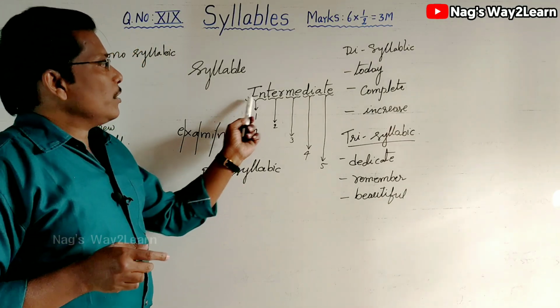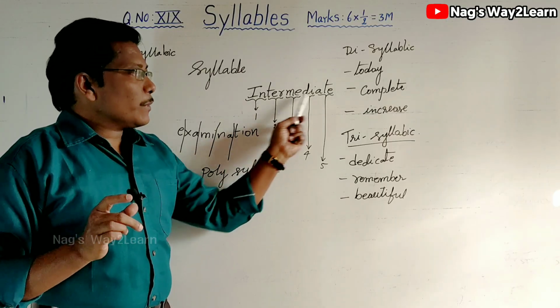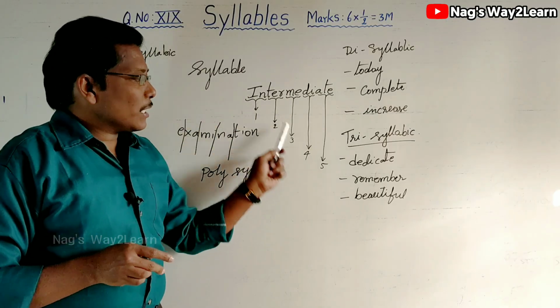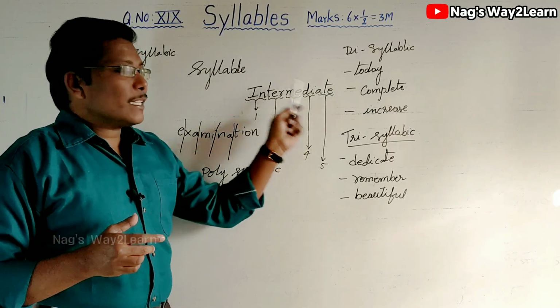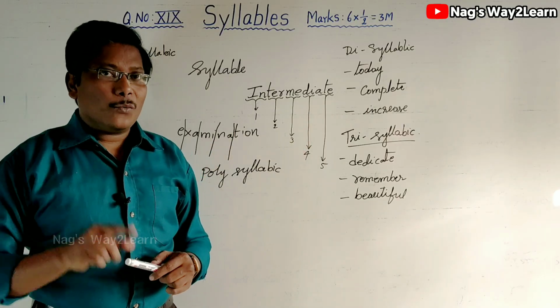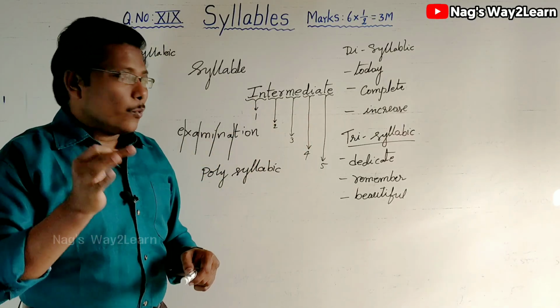Example, you see this word intermediate. In the word intermediate, how many syllables are there? Totally there are 5 syllables. So intermediate is a polysyllabic word. Okay, understand? Intermediate is a polysyllabic word.